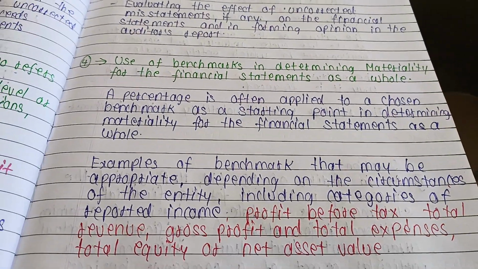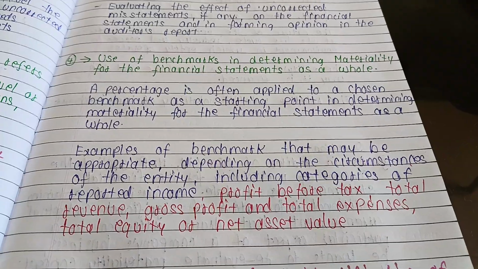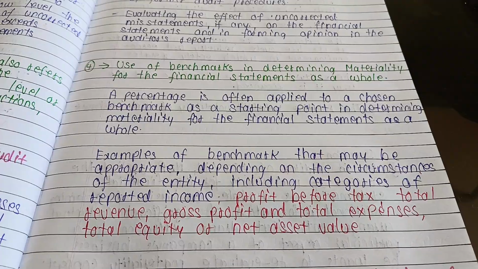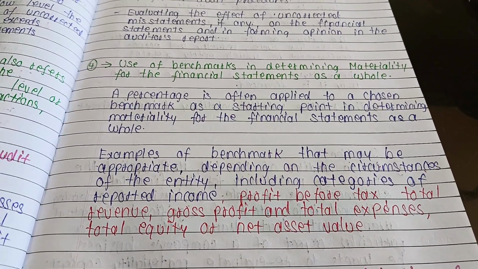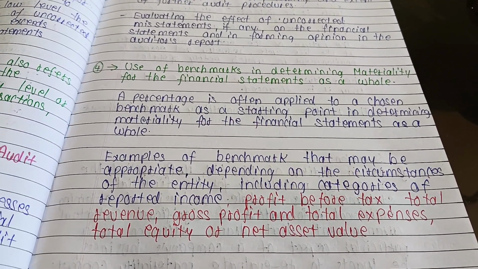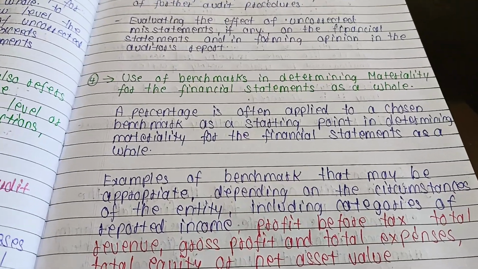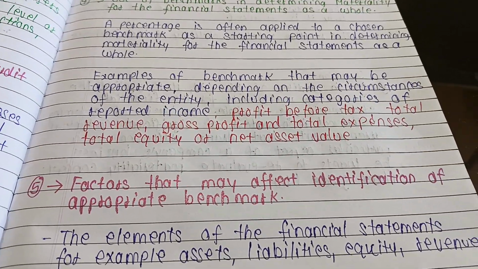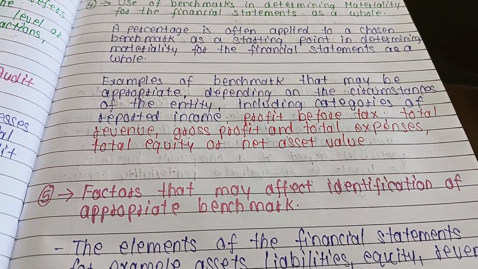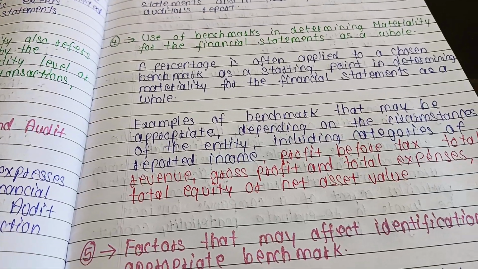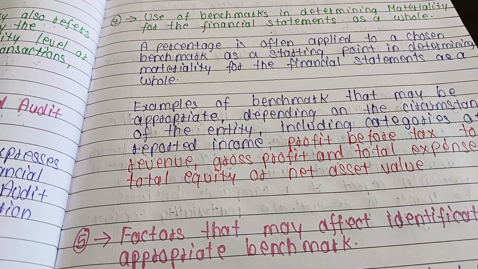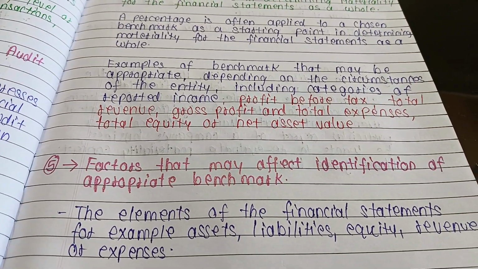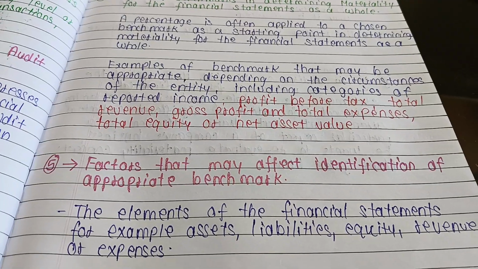Examples of benchmarks that may be appropriate depending on the circumstances of the entity include categories of reported income, maybe the profit before tax, total revenue, gross profit and total expenses, total equity or net asset value. Now, there are certain factors that may affect identification of an appropriate benchmark. Okay, now let's see what those factors are.